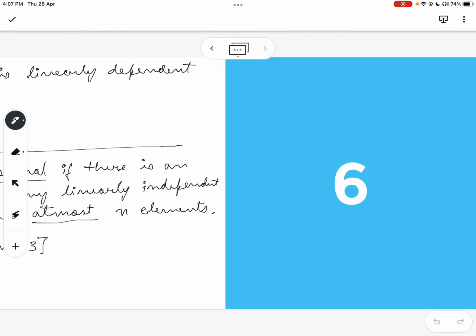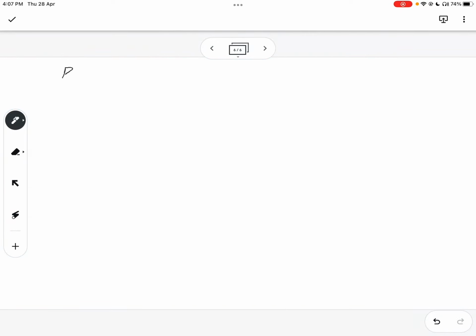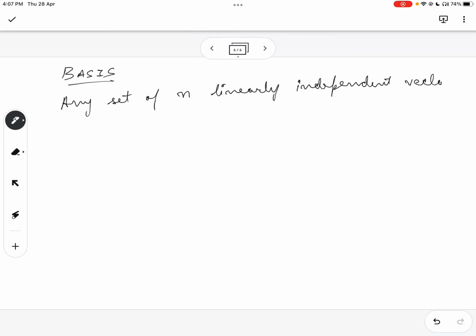So we'll now come to what is known as a basis. How is a basis defined? Any set of n linearly independent vectors in Vn, an n-dimensional vector space, forms a basis for Vn.